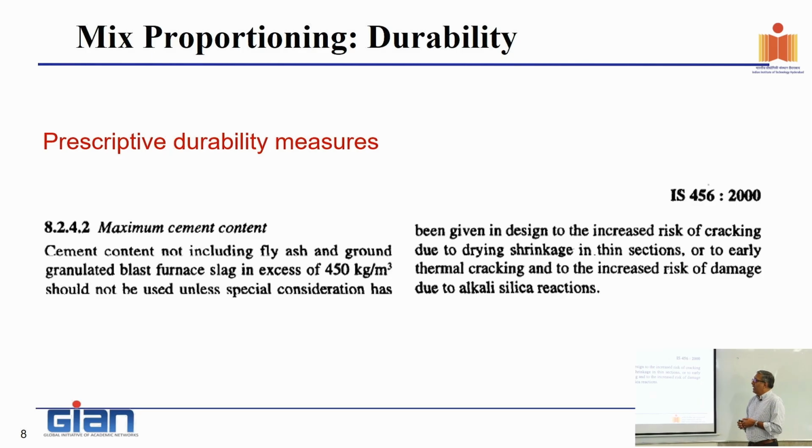So how does our code handle that? They prescribe a limit of 450 kgs per cubic meter of cement in the concrete mix. They say, look, this is a limit, okay? If you go beyond this, then expect that you will increase the risk of cracking. That's what they say. So it's a commonsensical provision which addresses that durability issue when it comes to concrete, right?